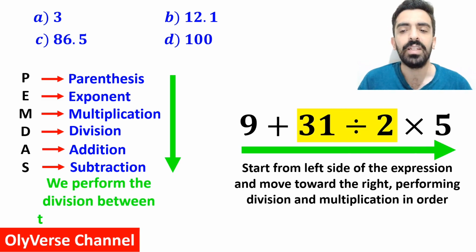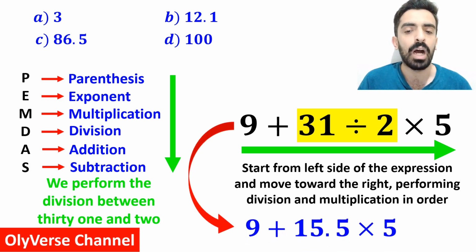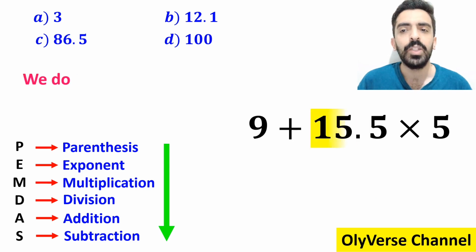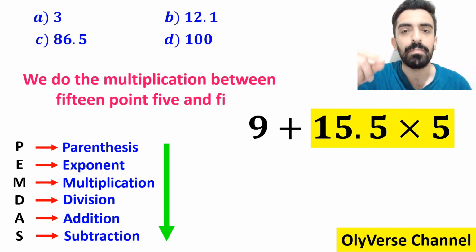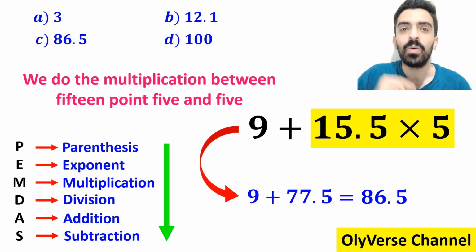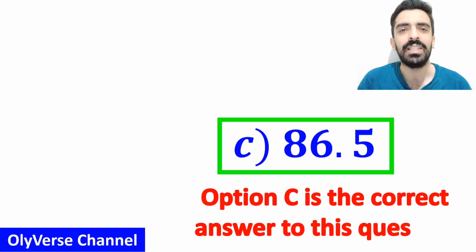So, first we perform the division between 31 and 2. And this expression simplifies to 9 plus 15.5 multiplied by 5. And in the final step, we do the multiplication between 15.5 and 5, which gives us 9 plus 77.5. And finally, the value of this expression is equal to 86.5. That's great. Option C is the correct answer to this question.